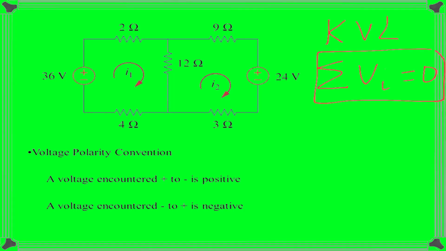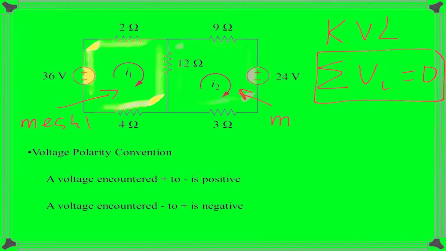But now the question is, what is mesh? Mesh is the single closed loop which does not consist of any more loops inside. As we can see on our diagram, we have two single loops. This is one loop and the second loop. So that means that there are only two meshes, and we can call them mesh 1 and mesh 2.